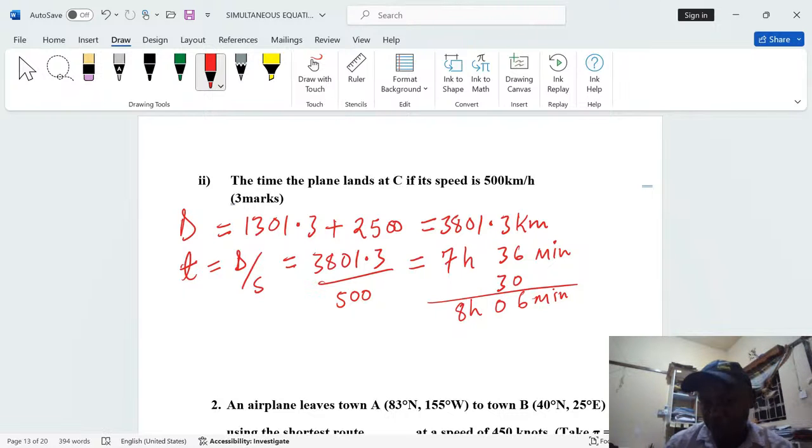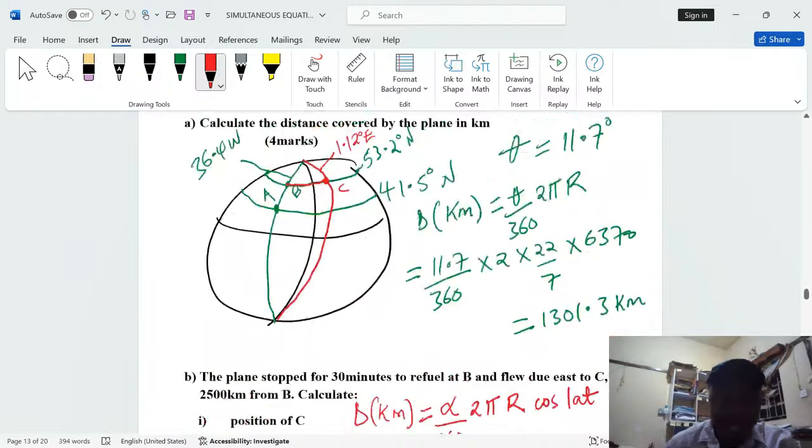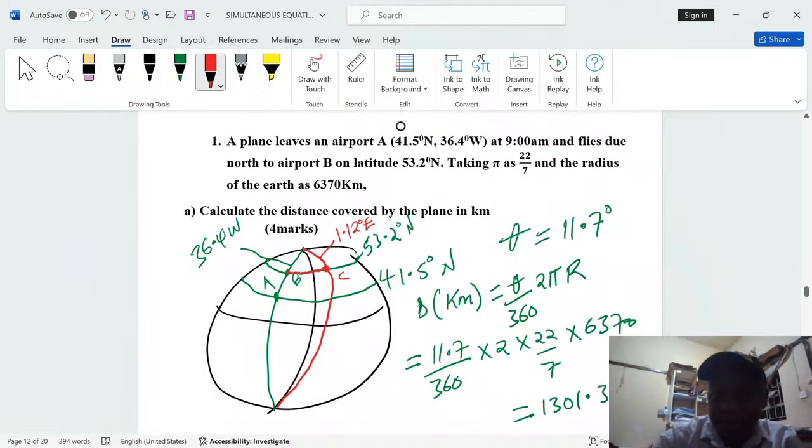Then there is something else we are supposed to understand, that there is time difference in these places. When it was exactly 9 a.m. at the time the plane was leaving A, remember it was 9 a.m. At 9 a.m. at A, it was also 9 a.m. at B, but for position C, time was very different. Time was totally different because it is on a different longitude. It is actually ahead in time because it is to the east.